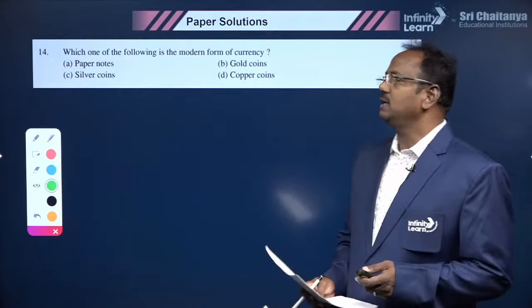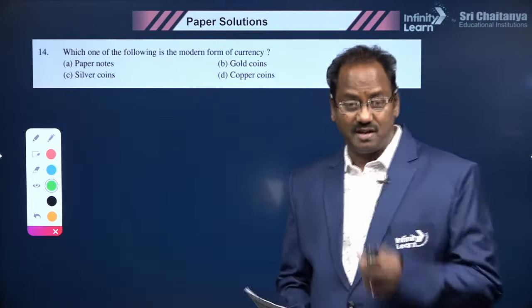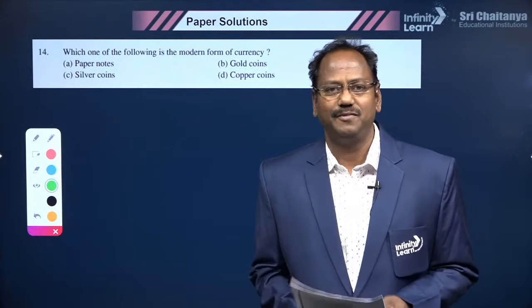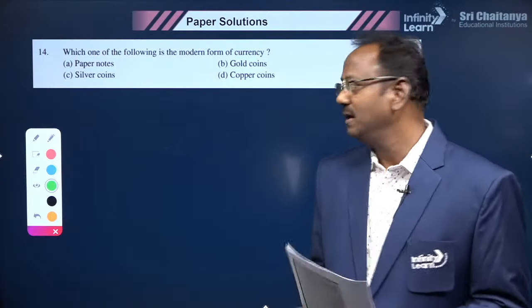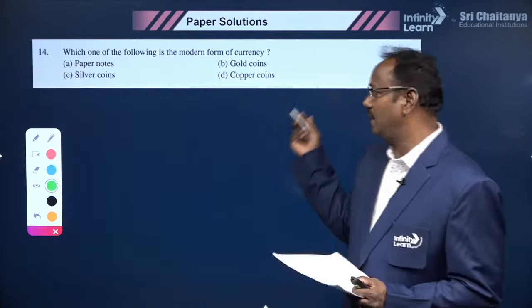And next we have question number 14. Which one of the following is a modern form of currency? So it's really, you know, children, the questions we have seen today are most comfortable for us, right? After preparing for such a long time, we are very delighted to attempt such types of questions.